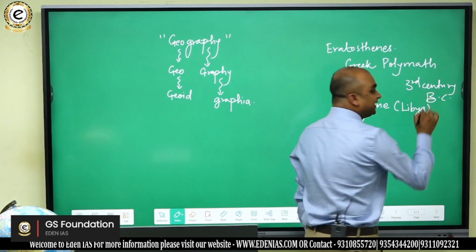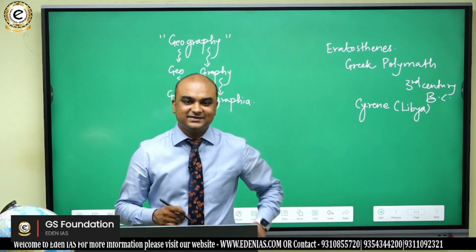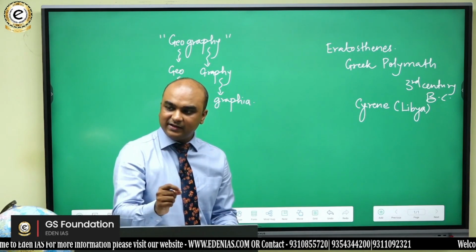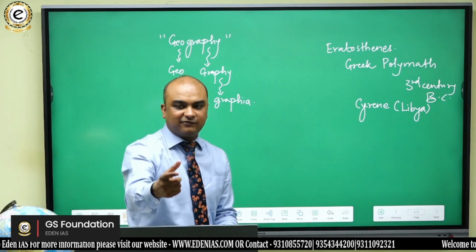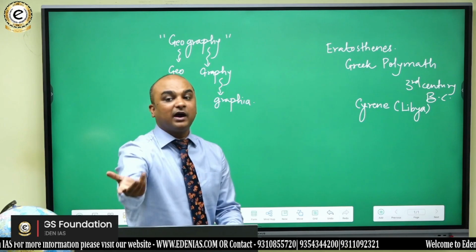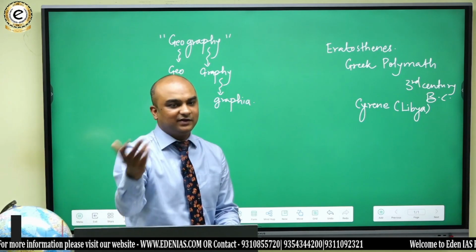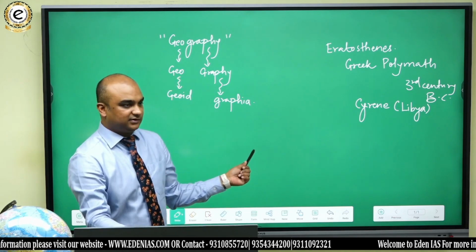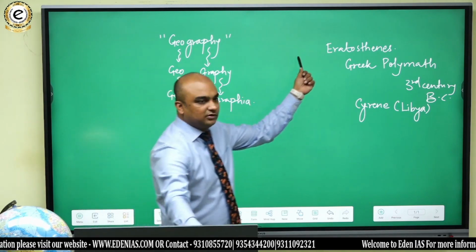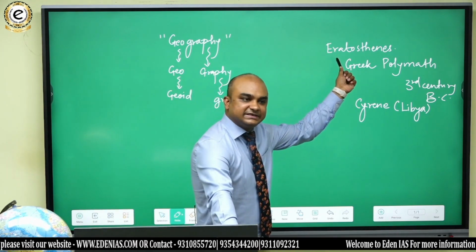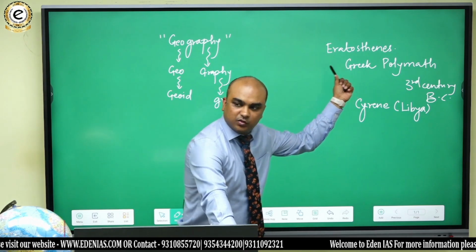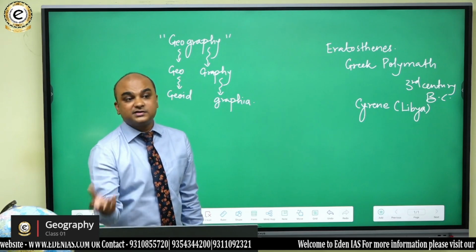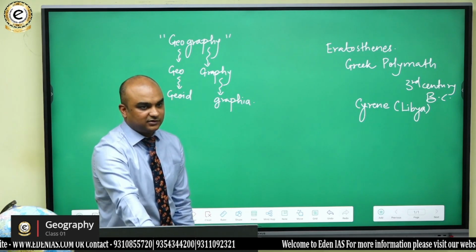Now, where is Libya? Now see, we are in geography class, so that's why I would be requiring exact locations. So when you say Africa, always add what part of Africa? North Africa, East Africa, West Africa, Central Africa, Southern Africa. Where is Libya? North Africa. Do you get that? Now, look at this. Eratosthenes is the first person who used the word geography, or we can say that Eratosthenes is the person who coined the word geography. Correct?